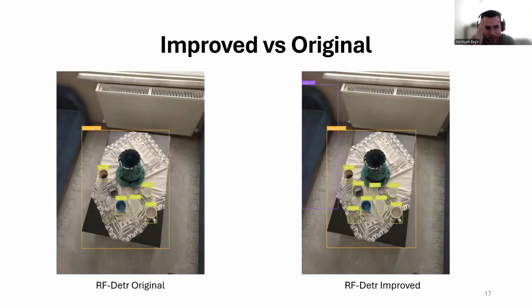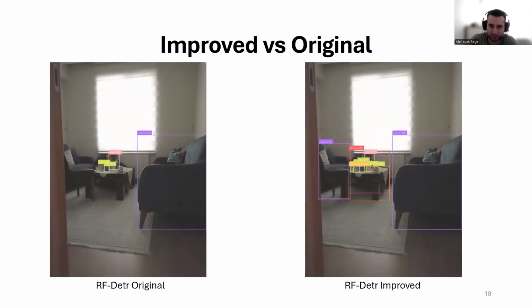There's a lot of cups, the couch and the dining table in this photo, but the original one misses three cups. The improved one misses only one cup. It cannot detect the low contrast cup, but it can detect the couch.